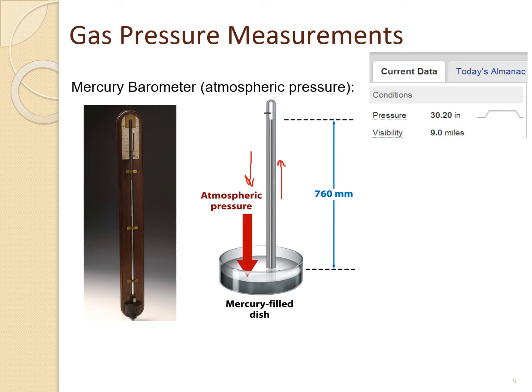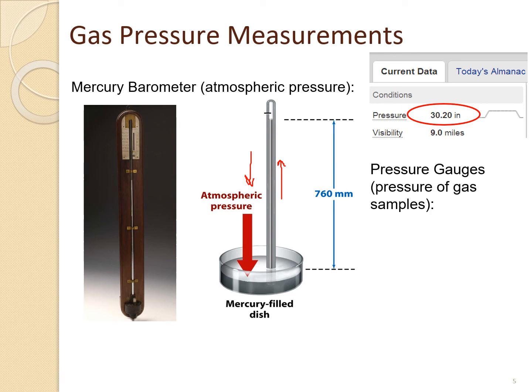And in fact, in weather forecasts, you might see a pressure of 30.2 inches. That's a length, that's a height. It's a height of the mercury in the mercury barometer. So 760 millimeters is one way to measure that height. Of course, inches is another way to measure that height.